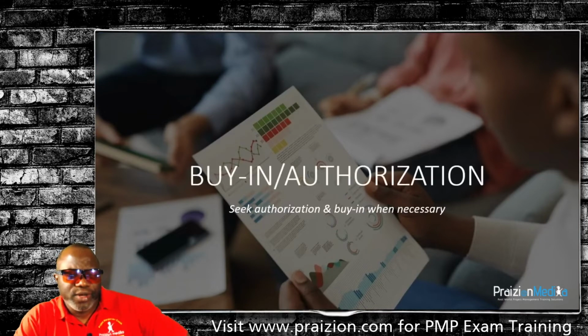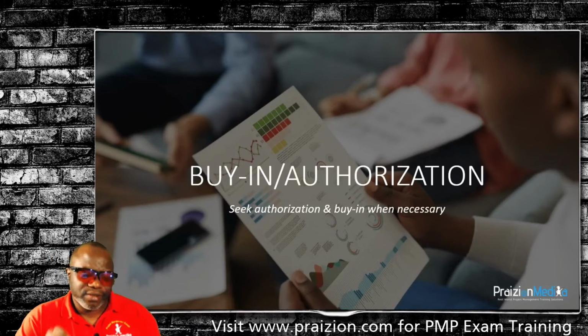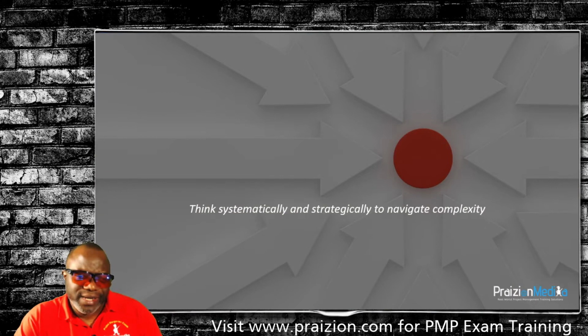All right. Next one is buy-in and authorization. You need to seek buy-in, right? My mentor, John Maxwell, says people buy into the leader first and then the vision. You've got to get buy-in. So they've got to buy into you, of course, as a leader, but they also need to buy into whatever you are trying to envision. So seek authorization and buy-in when necessary. There are going to be times when it's beyond your pay grade as the project manager. You've got to go to that next level.